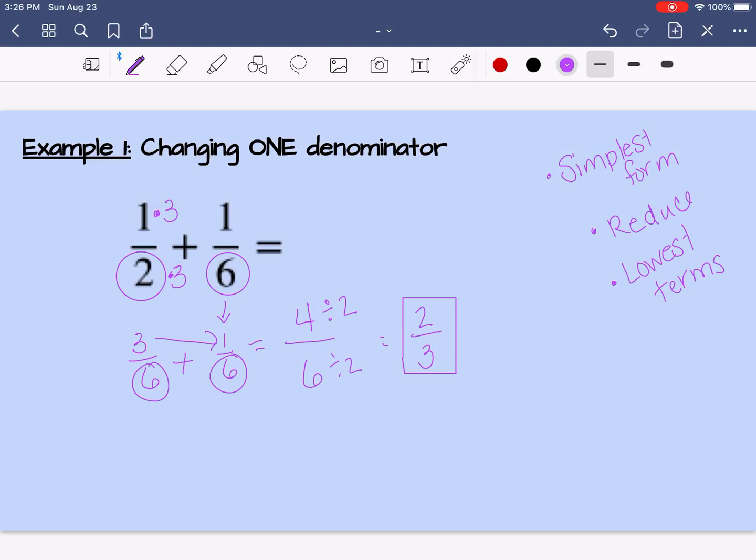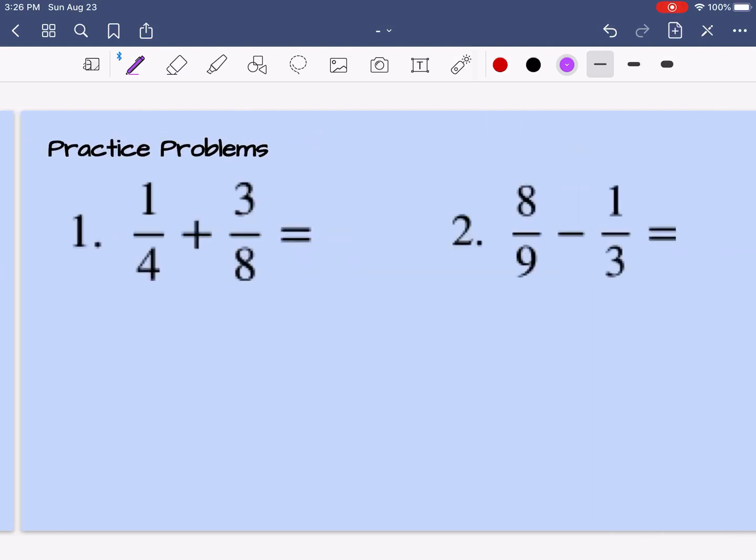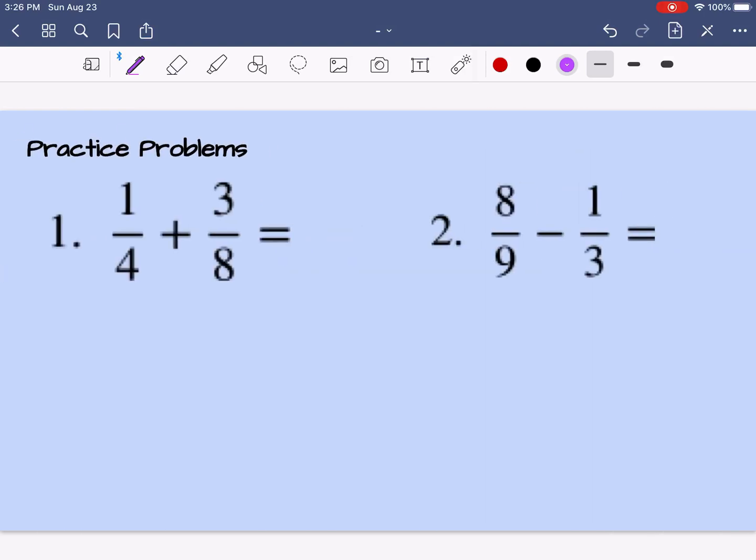Okay. If you need to finish writing this down, go ahead and pause the video, and then you can go ahead and unpause it to move on. All right, here are some practice problems. If you would please pause the video so that you can write down both practice problems, making sure that you leave space enough to work.